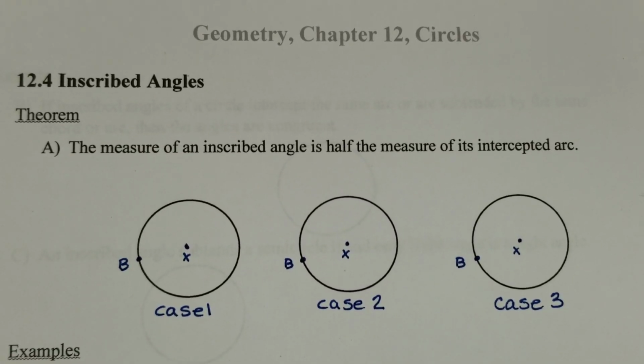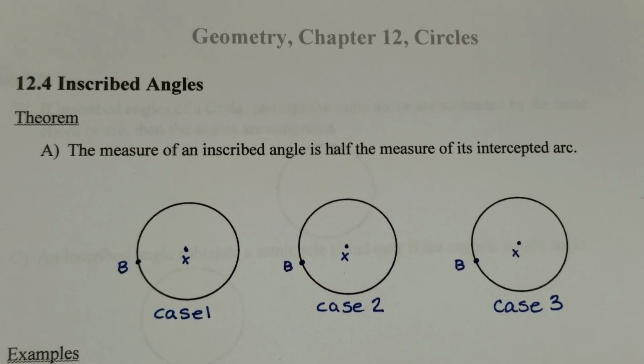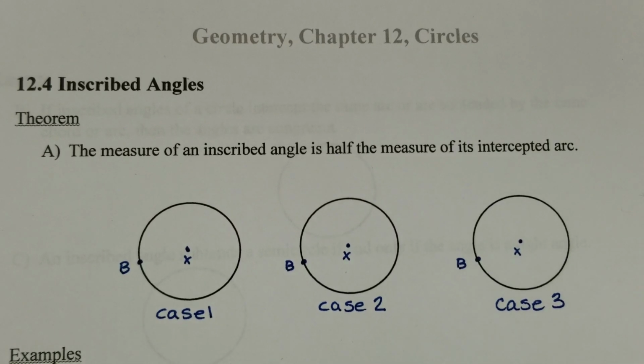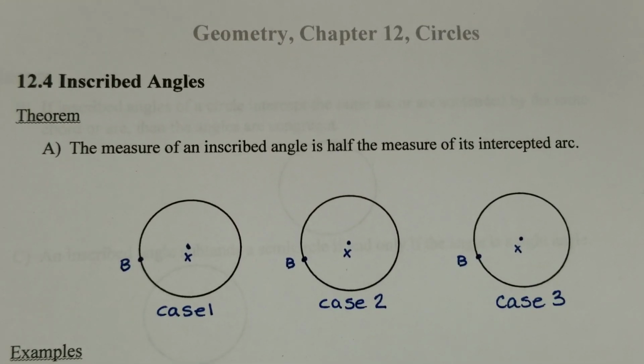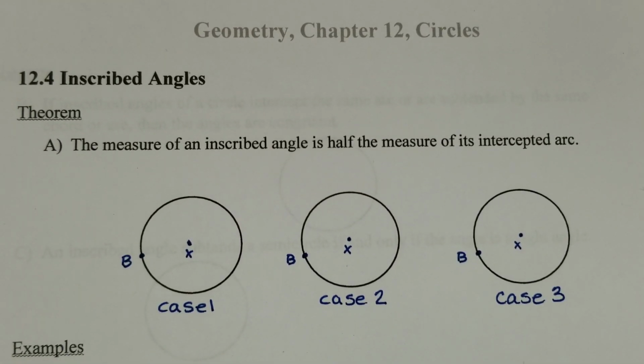Hello class. Today we're going to be looking at inscribed angles. These are angles that are drawn within a circle. Let's take a look at our first theorem. It states that the measure of an inscribed angle is half the measure of its intercepted arc.